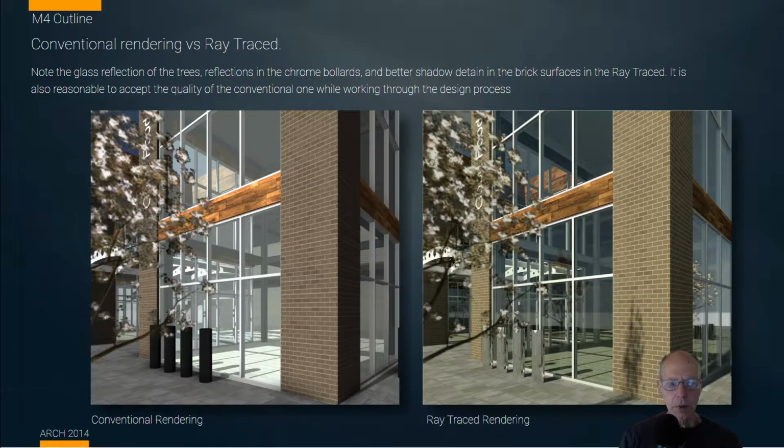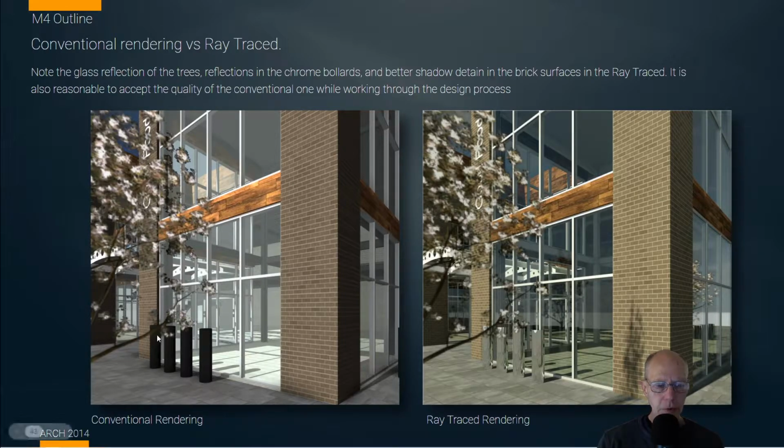And so I've done a little bit of an experiment here of ray tracing versus conventional rendering. At first go, you might say, well, these are pretty much the same. And then I would ask you to look a little bit deeper at what's going on here. On the left, we have a conventional rendering. This is the rendering button that we have at the bottom of Revit. And you'll notice it's done a nice job.